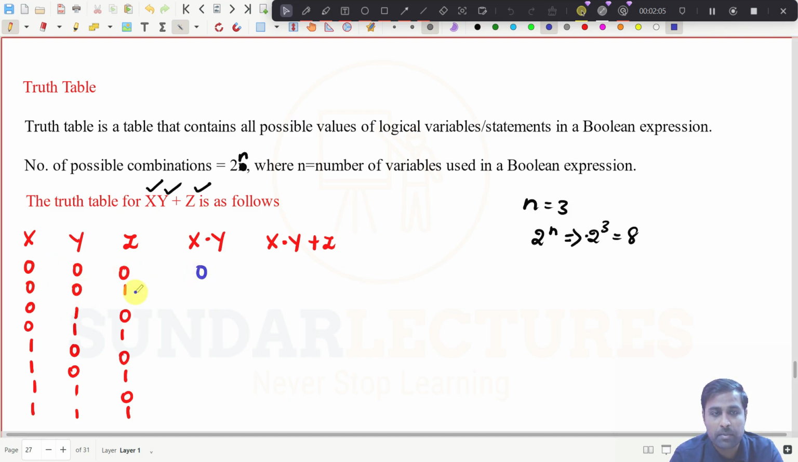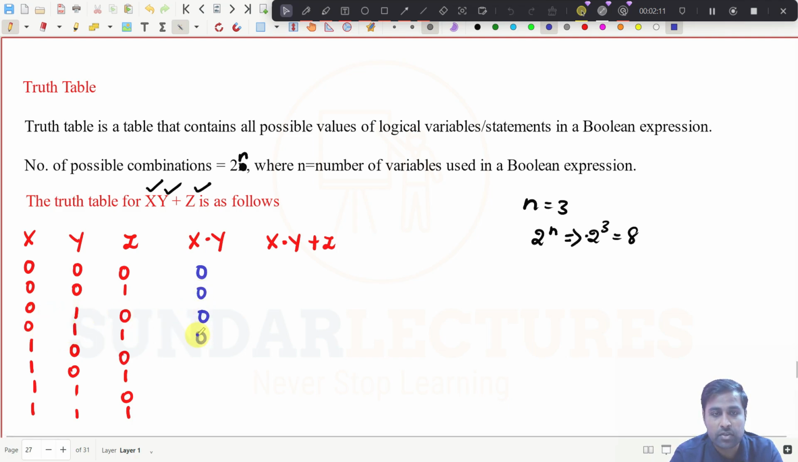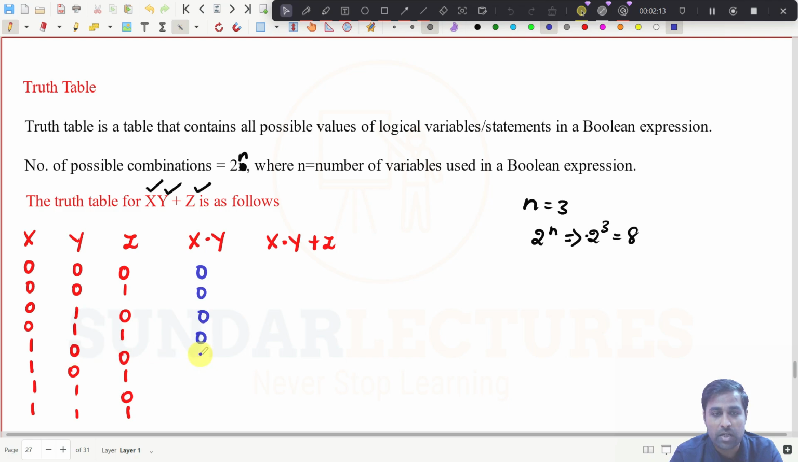You multiply these two, you will get 0. Multiply these two, again you will get 0. Again 0. Again 0. Multiply these two, again 0. And 0. But if you multiply these two, you will get 1. And what you need to do, you have to add this answer, this particular x dot y, plus z.